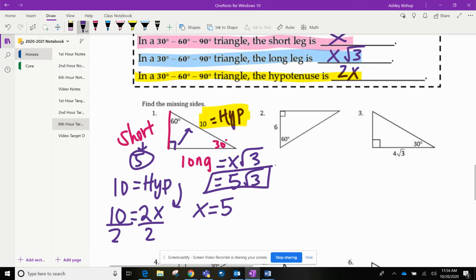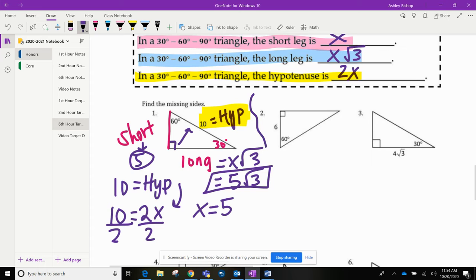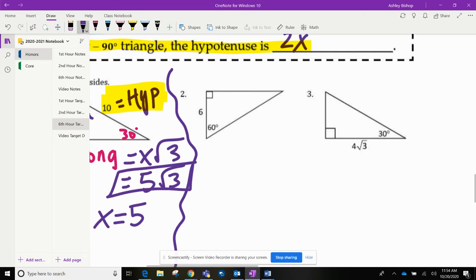Okay, so now we're going to do question 2. Again, we're going to start all of these problems exactly the same. Question 2, I'm going to label my 3 sides. So here's my right angle now. So my hypotenuse is going to be over here this time.